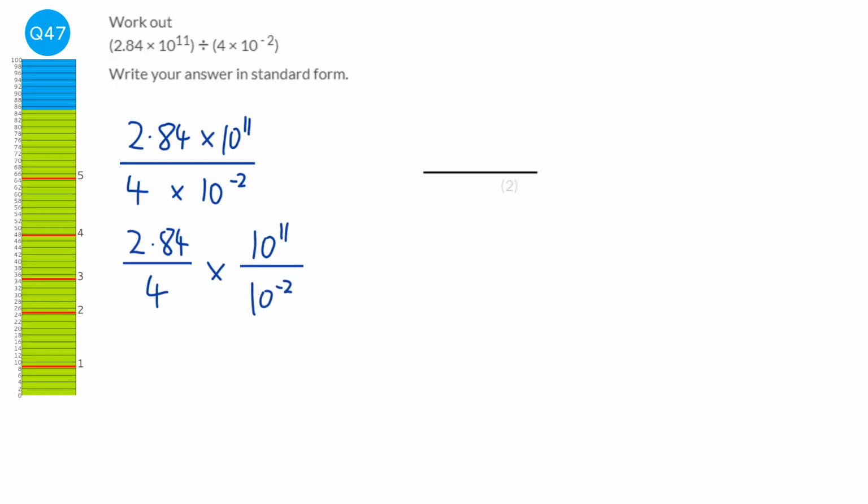Okay, so we're going to start by doing 2.84 divided by 4. So we're going to just do the bus stop method, so 4 on the outside, and we've got 2.84 on the inside. 4's into 2 don't go, so carry the 2 across. 4's into 28 go 7, and 4's into 4 go 1. So it's going to be 0.71 times, and then the rules of indices say that if you divide two powers of the same base, they're both 10, then you just take away the power. So it's 11 take away minus 2. Now the two minuses, the two takeaways, actually convert to a plus, so it would be 11 plus 2, which would be 13, so it would be 10 to the power of 13.